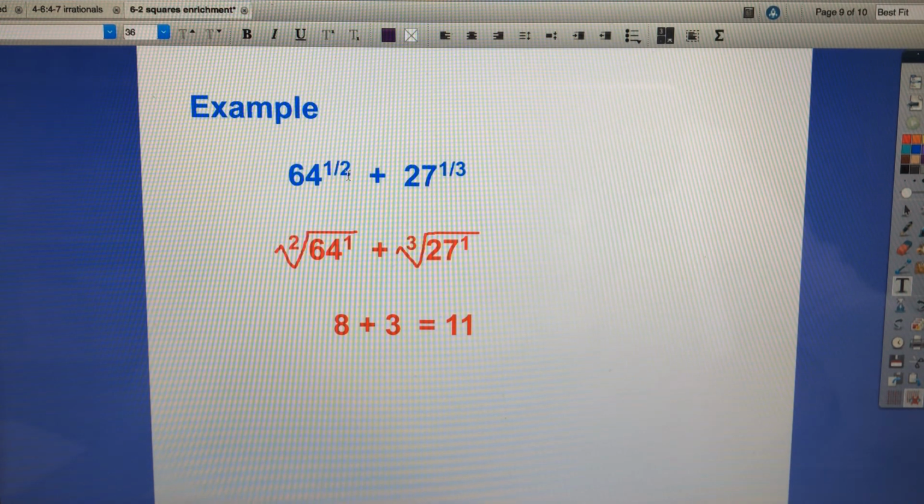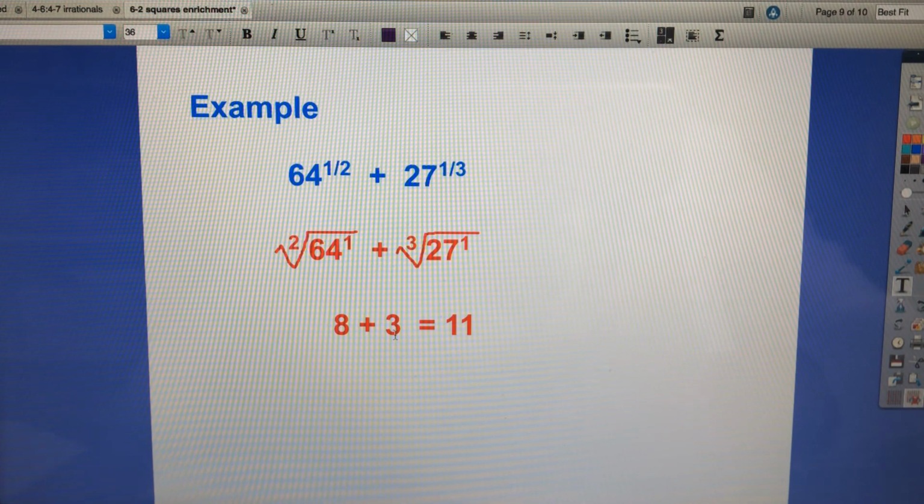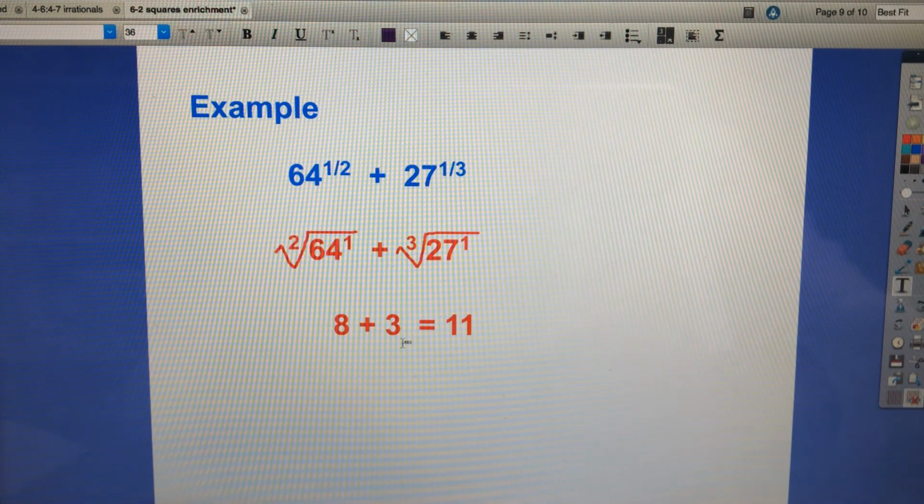64 to the 1/2 power, well, that's 64 to the 1, invisible, squared. The square root of 64 is 8. 27 to the 1/3 power, the cubed root of 27, boom again, 3. You might know that, or you put it in a calculator. 8 plus 3 equals 12. Oh my God, 8 plus 3 equals 11. I'm so sorry, I'm staring right at it. 11.